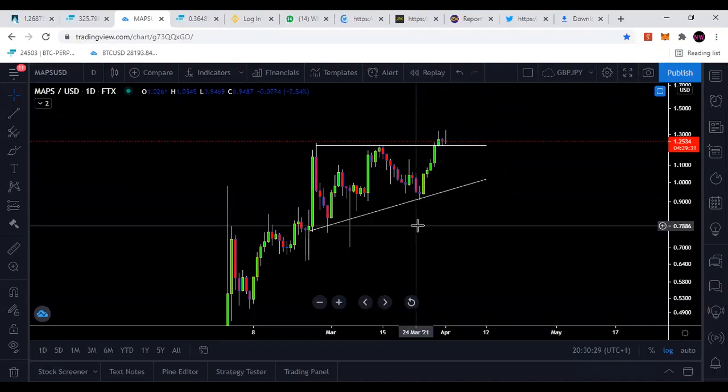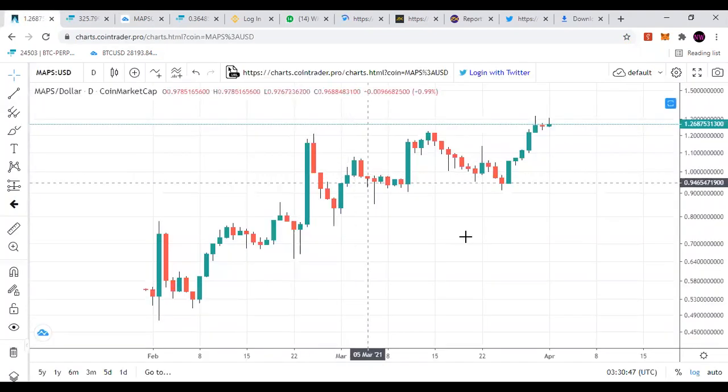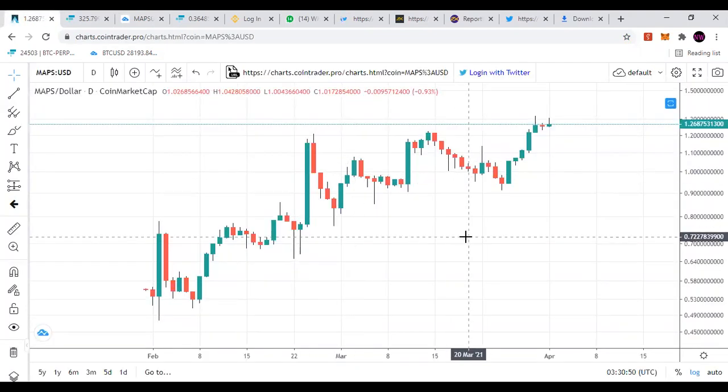So hi guys, welcome back to my channel once again, and today I'll be talking about MAPSUSD, and this is what I have on my chart, but I would prefer using this to explain this clearly.